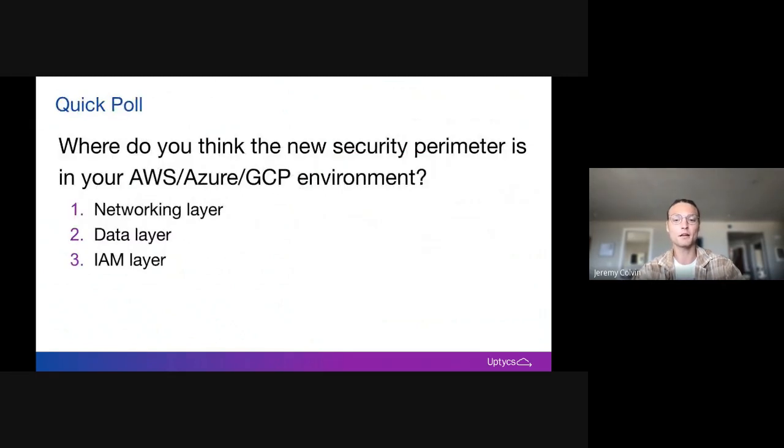Before we get started into the topic, though, I'd love for folks to respond and put in the chat: what do you think is the new security perimeter? We put three options down below. First, the networking layer, second, the data layer, and third, the IAM layer. I believe you can enter in the chat either anonymously, to share only with Sudarshan and myself, or you can share it with a broader group. I'm really curious what people are thinking when they think about these perimeter pieces.